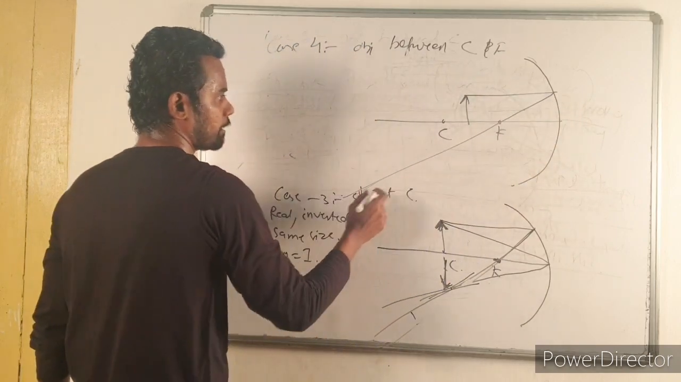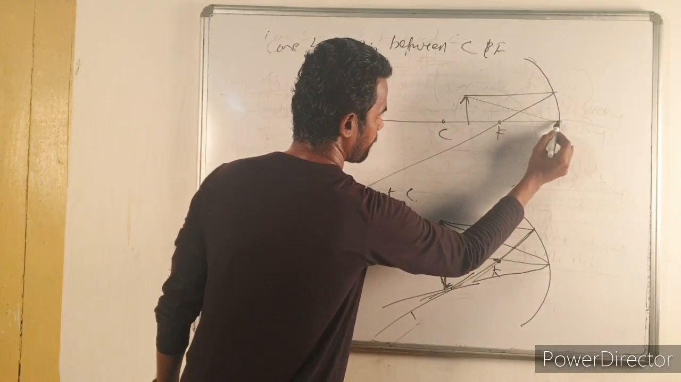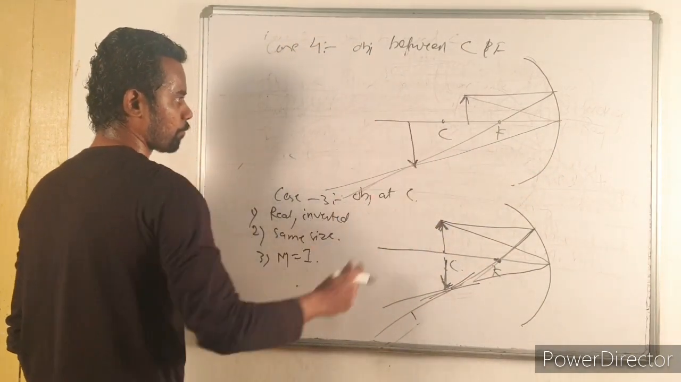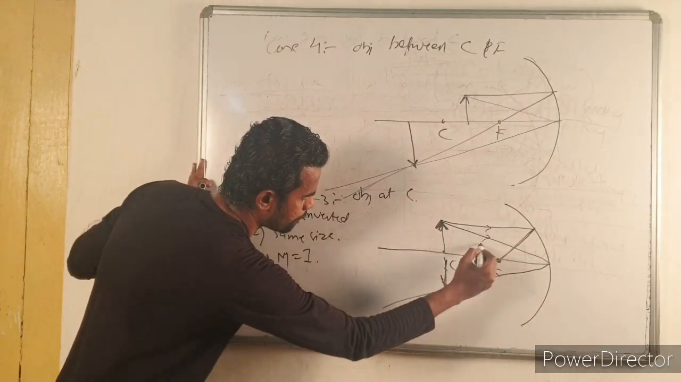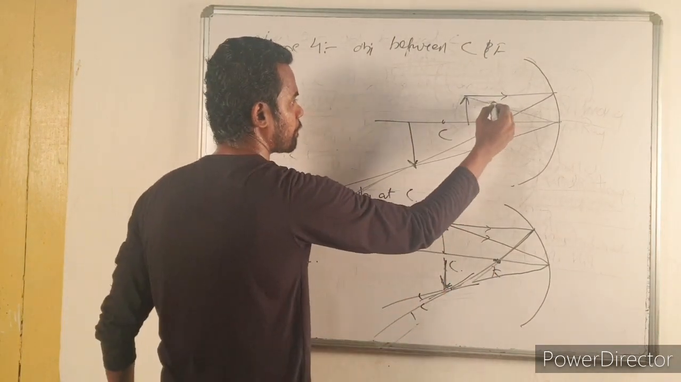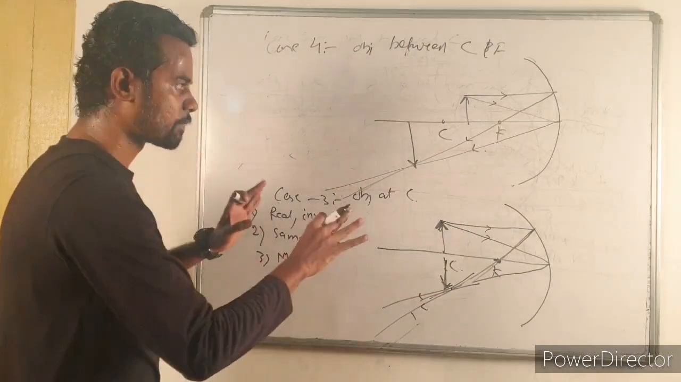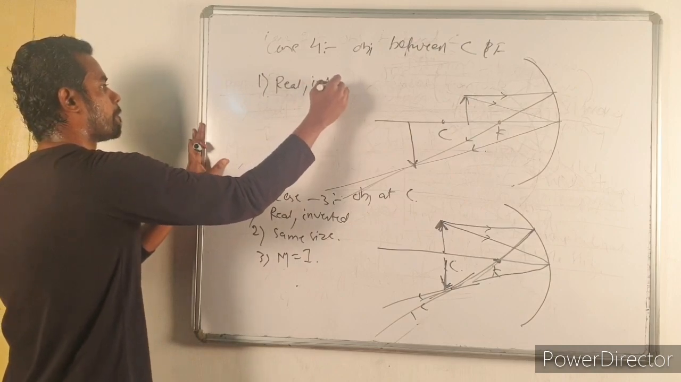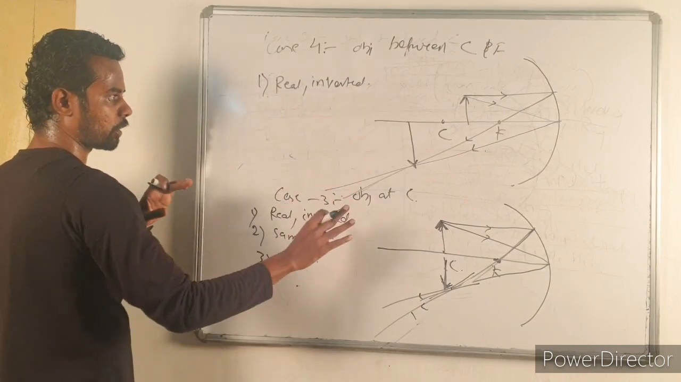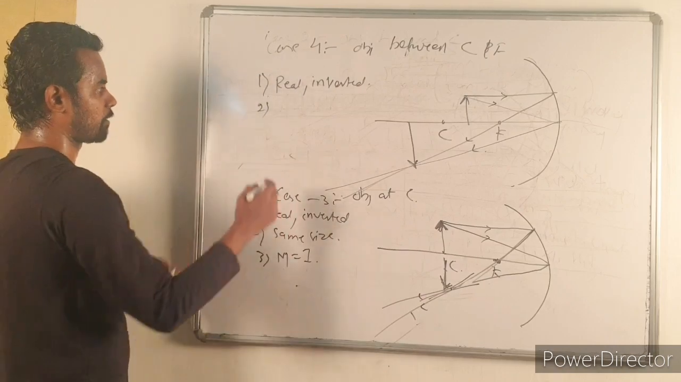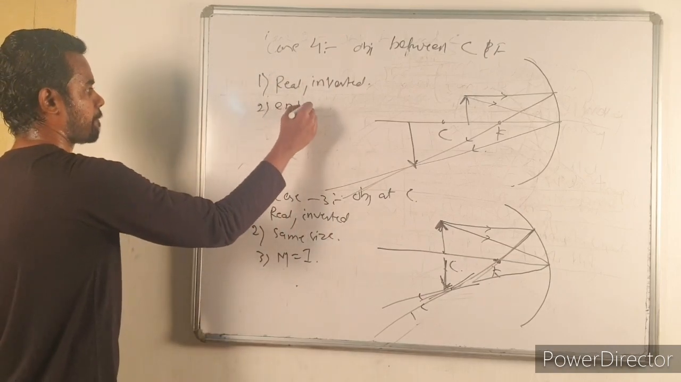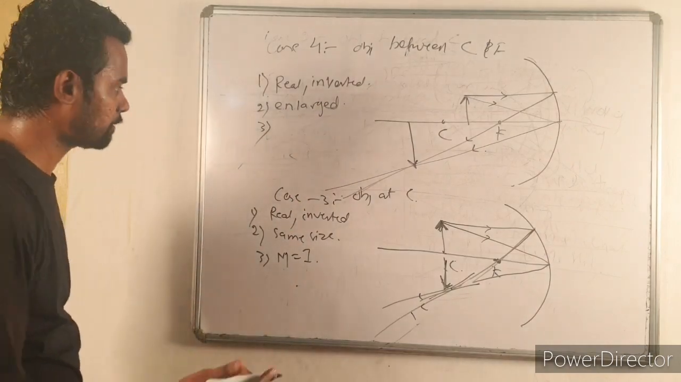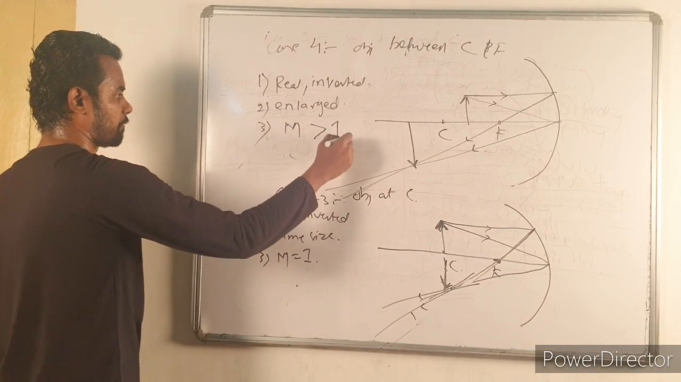In this case, the image will form beyond C. Right. Same properties, real and inverted. In this case, not same size, it is bigger size, enlarged. Magnification will obviously be greater than 1.